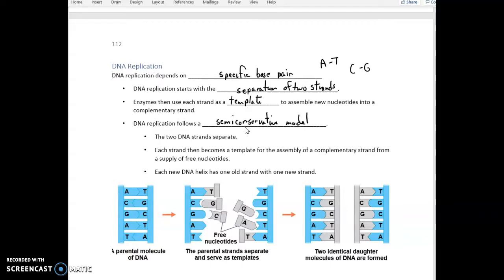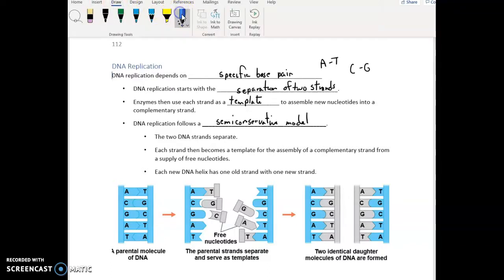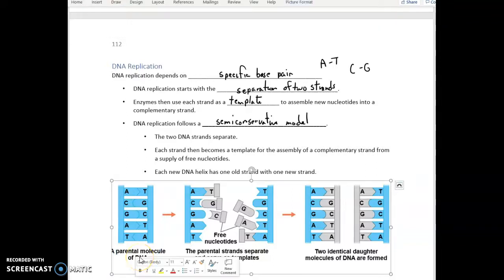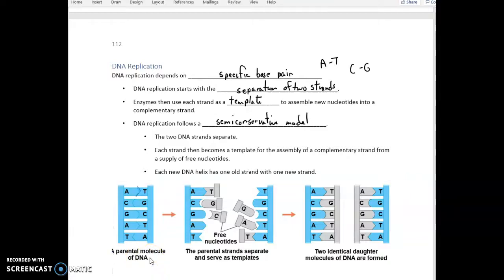Okay, so let's look and see what happens. I'm going to change my pen to the magical one where it disappears. First, we start with parental DNA. This is our molecule. And the first thing that's going to happen is it's going to separate. And now we've got two templates. We've got a template on this side, and we've got a template on this side.